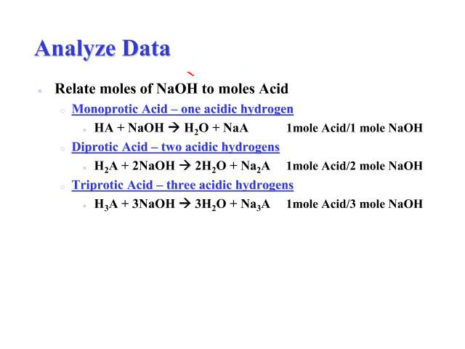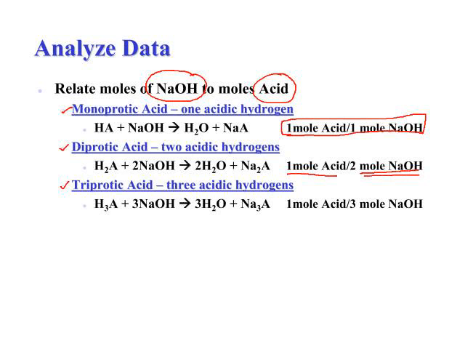When you relate your moles of sodium hydroxide to your moles of acid, you will need to know whether you have a monoprotic or a diprotic or a triprotic acid, and all of these acids will be available and will be passed out randomly. If you have a monoprotic acid, then you know it's a 1-to-1 mole ratio. If it's diprotic, 1 mole of acid requires 2 moles of sodium hydroxide. If it is triprotic, 1 mole of acid requires 3 moles of sodium hydroxide.